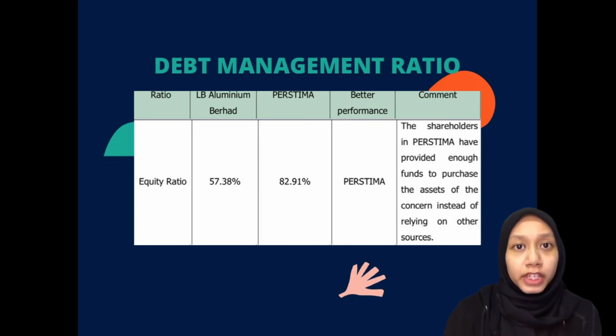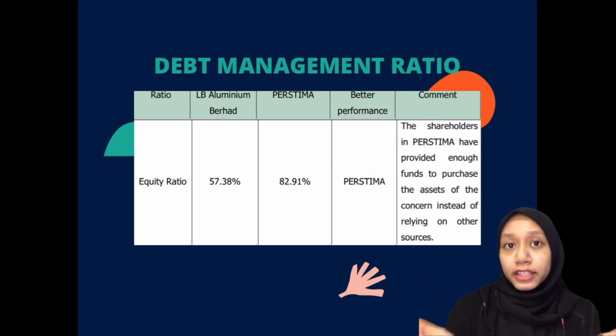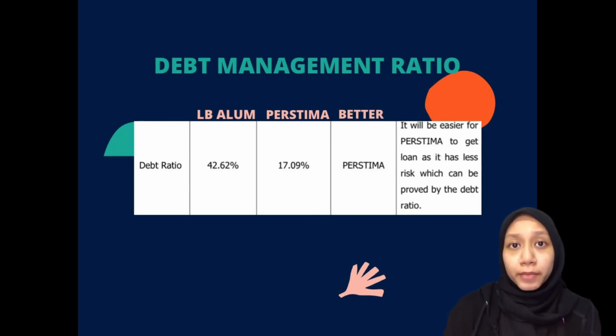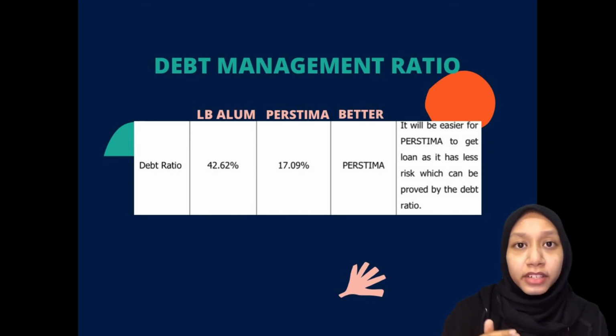Next is debt management ratio. We have equity ratio and debt ratio. So, the equity ratio for Perstima is higher than LB Alum. The shareholders in Perstima have provided enough funds to purchase the assets of the company instead of relying on other sources. Next is debt ratio. So Perstima has won again, as it will be easier for Perstima to get a loan as it has less risk, as we can see in the debt ratio, where Perstima has a lower ratio than LB Alum.